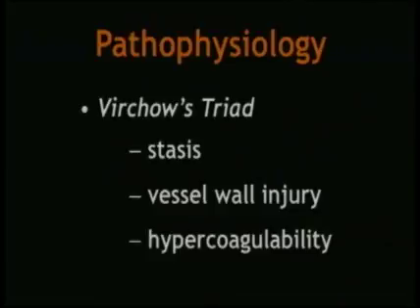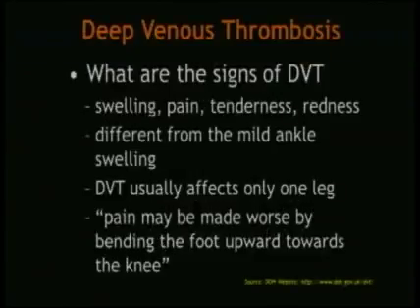It is thought that at least one of the three of Virchow's triad is associated with each and every incidence of deep vein thrombosis. Stasis, vessel wall injury, and hypercoagulability in some manifestation will be a part of the process. The signs and symptoms of deep vein thrombosis can vary. However, typically patients present with swelling, pain, tenderness, or redness somewhere along the length of the lower extremity, but particularly, at least in my experience, in the calf.